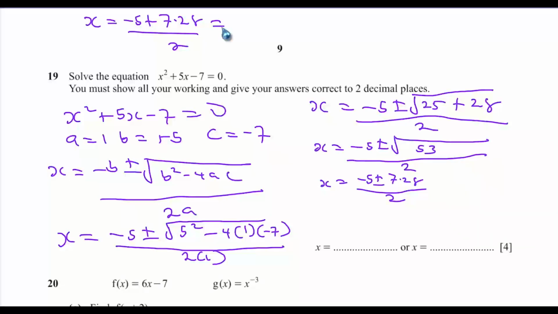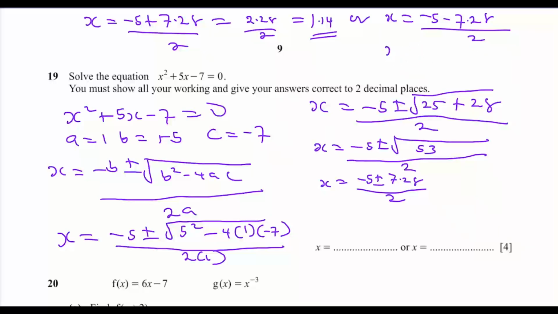equals, so this is equals to 2.28 out of 2. Then finally you get the value of x to be 1.14. So that is one solution. Or you see that x is equals to minus 5 minus 7.28 over 2. And if you do this again, the value of x will be minus 6.14.